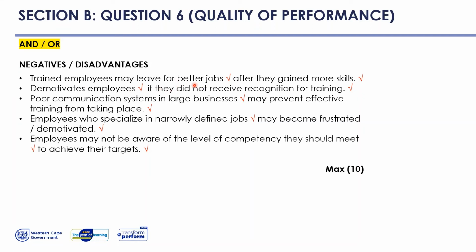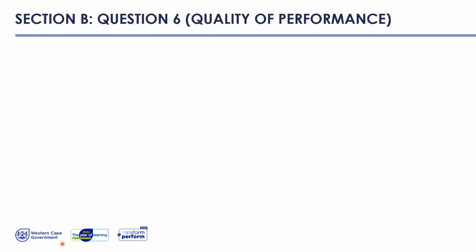If we look at the negatives of this element, then remember that trained employees may leave for better jobs after they gain more skills, because we spend so much money on them. It demotivates employees if they did not receive recognition for training. Poor communication systems in large businesses may prevent effective training from taking place. Employees who specialize in narrowly defined jobs may become frustrated or demotivated, and employees may not be aware of the level of competency they should meet to achieve their targets. There's a maximum allocation there of 10 marks.